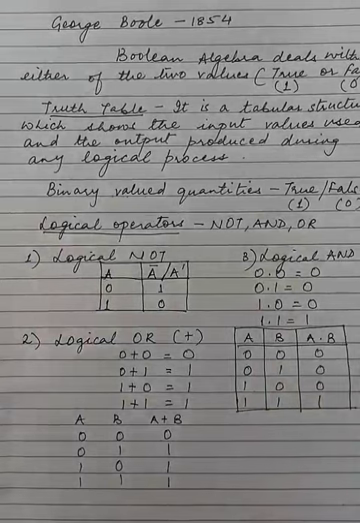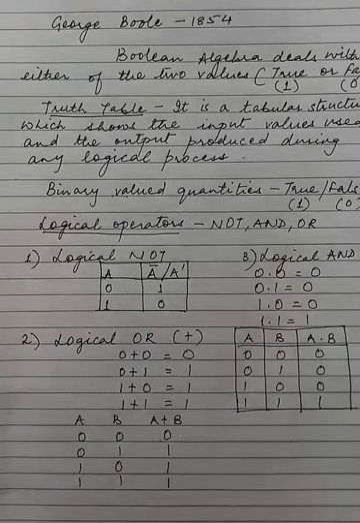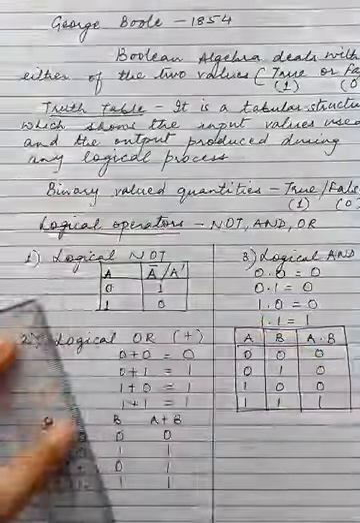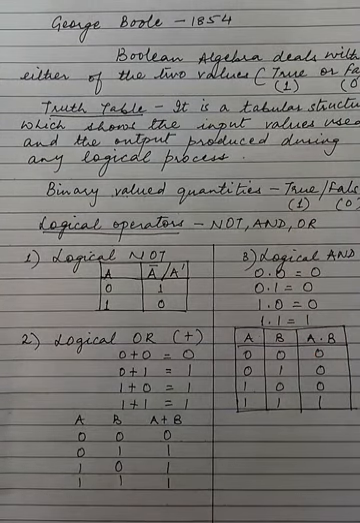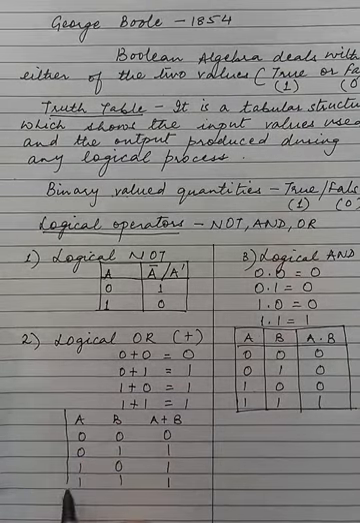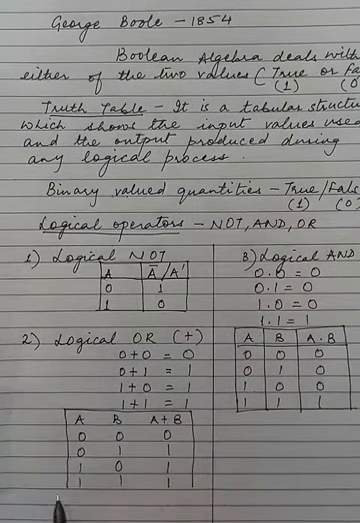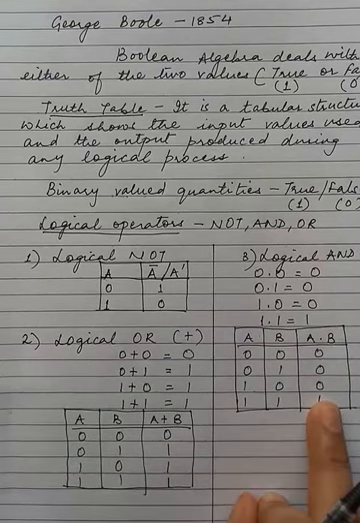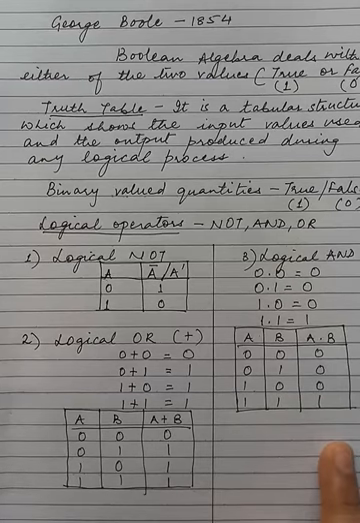Please have a look at them again. I hope it is clear now. This is for logical NOT, this is for logical OR, and the third one, this is for logical AND. So these are the 3 logical operators on which Boolean algebra works.